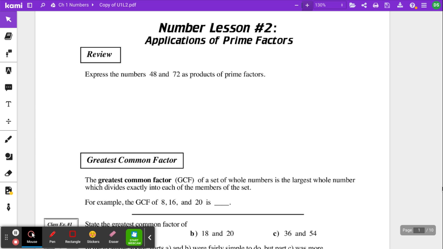Let's just pick one. Let's pick number 72. Remind me, if it says express this as a product of primes, what does that mean? What does product mean? When you hear the word product, anybody know what you're thinking of? Product versus sum or quotient. Say it louder. It means multiply. So the answer you get when you multiply, that's the product.